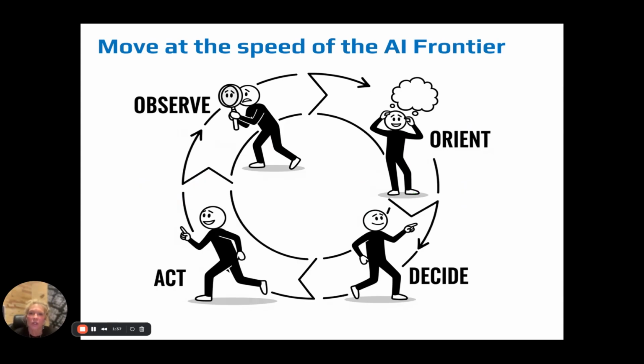Compass uses the OODA loop so that you can move at the speed of the AI frontier. So that's observe, what things do I need to be concerned about? What are we doing? Orient, so what do I know? What don't I know that I should know? How do I make a decision? And then what decision do I make? So again, the OODA loop, observe, orient, decide, and act. And it's meant to be iterative. It's meant so that you can get to a decision quickly, act on that decision, and then go back and follow the loop again so that I observe, orient, make another decision, and act.